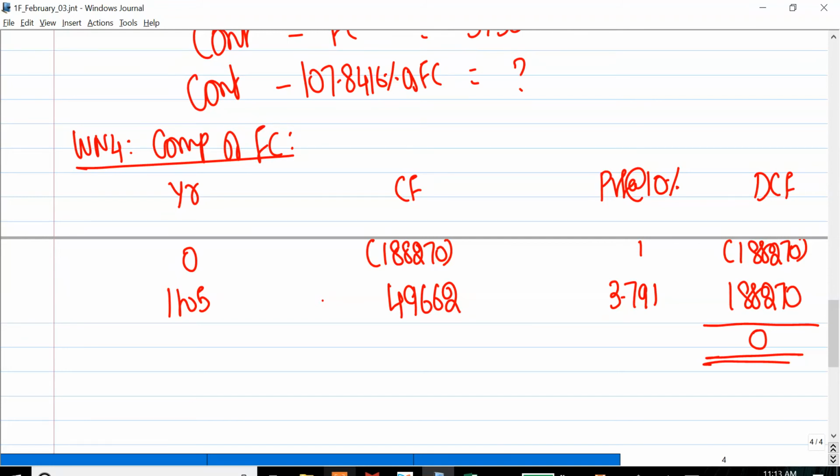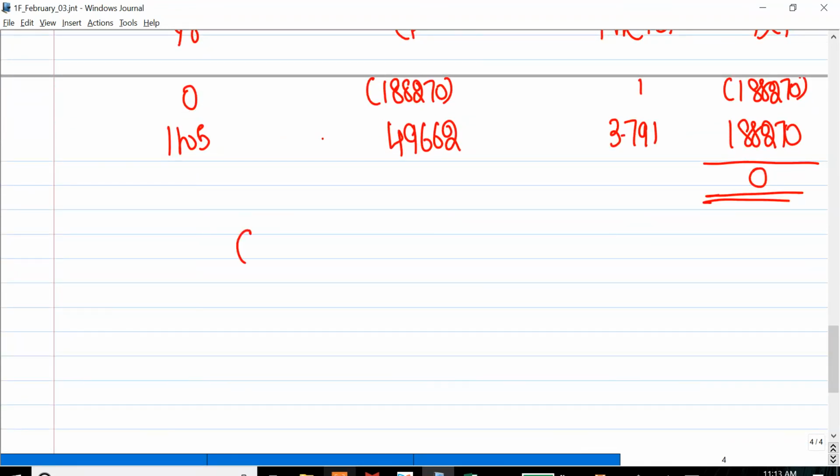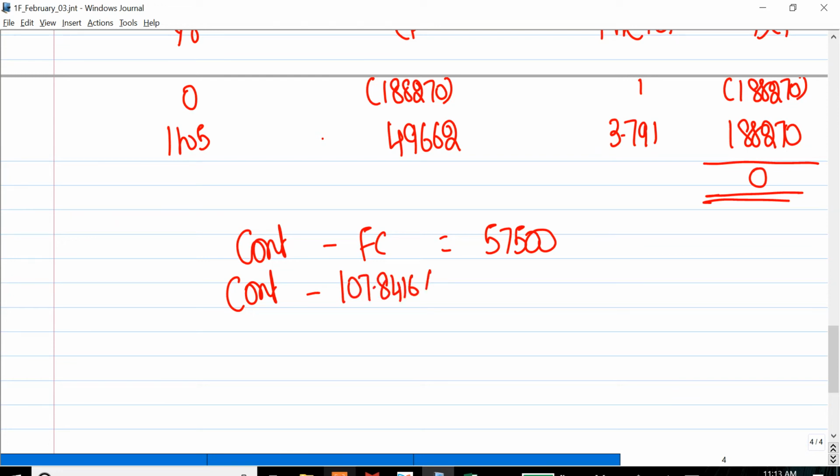Okay, now listen. Originally what we did was contribution minus fixed cost was 57,500. This was the original calculation. Now contribution minus 107.8416 percentage of fixed cost is equal to 49,662. What is sensitivity? Sensitivity basically will tell you at what level we are going to have 0 NPV.